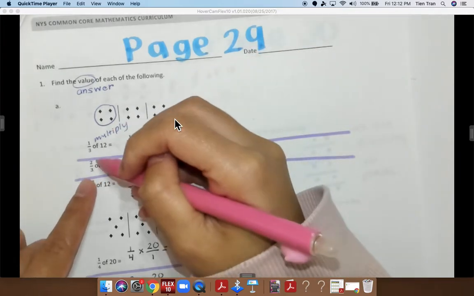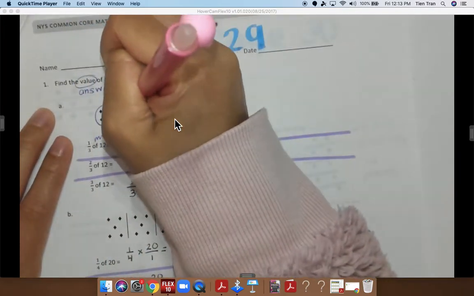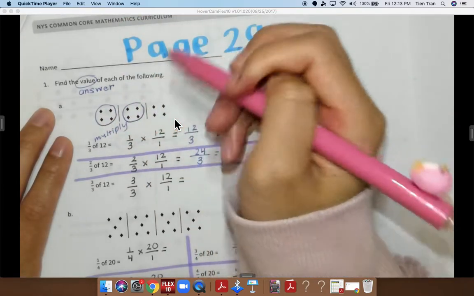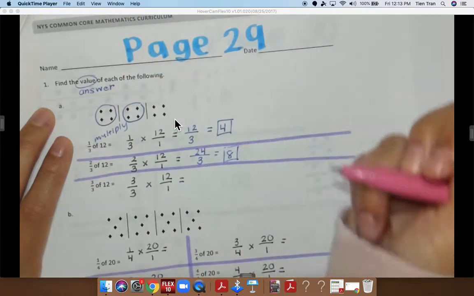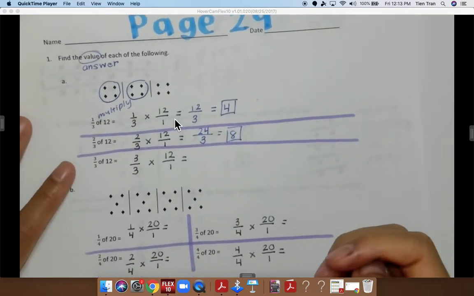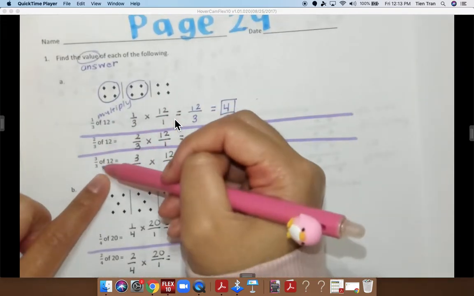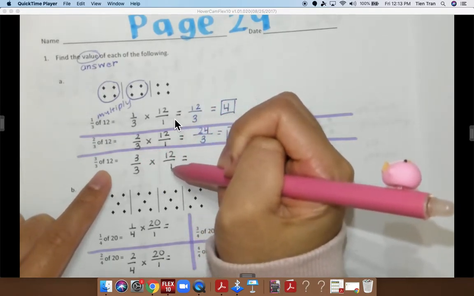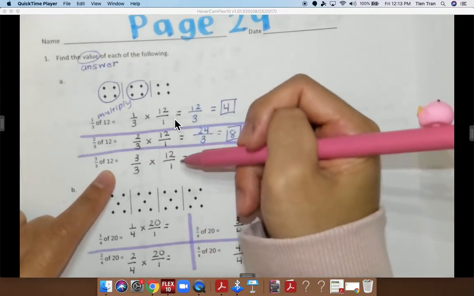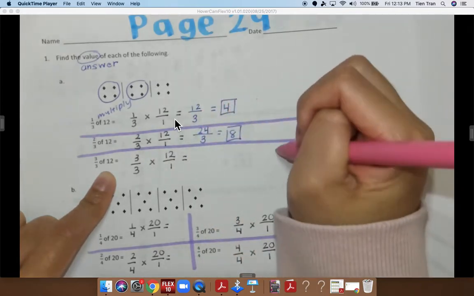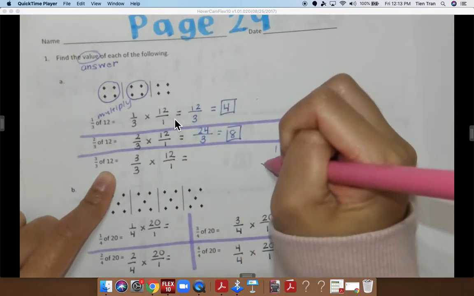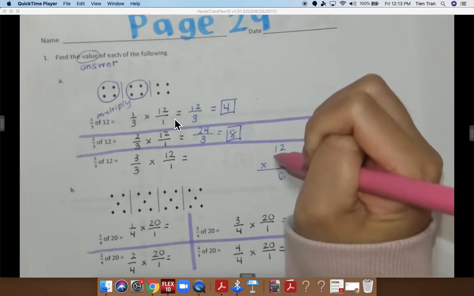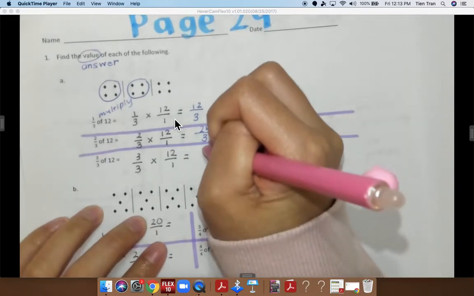And if you're looking for 2/3 of 12, that means you have 2 of these, right? So 1, 2, 3, 4, 5, 6, 7, 8. It is the same answer. You get 8. For the next one, we have 3/3 of 12. So I'm writing 3/3 times 12 over 1 because of means to multiply. 12 times 3, and if you need to work it out, you can always multiply on the side. It's equal to 36. 3 times 2 is 6. 3 times 1 is 3, so you get 36.